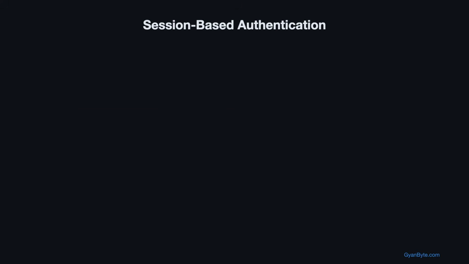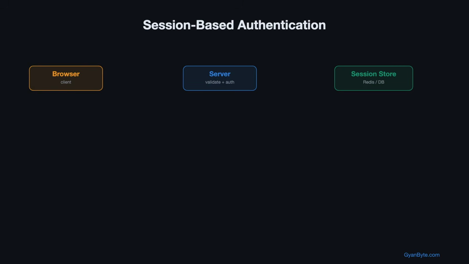When a user logs in, how does the server remember them? The most common approach is session-based authentication. Here's how it works. You have the browser, the server, and a session store, usually Redis or a database. The user sends their email and password. The server validates the credentials, then creates a session, that is a record with the user ID and an expiry time, and stores it. The server sends back a cookie containing just the session ID. The browser stores this automatically. On every subsequent request, the browser sends that cookie. The server looks up the session and knows who you are.